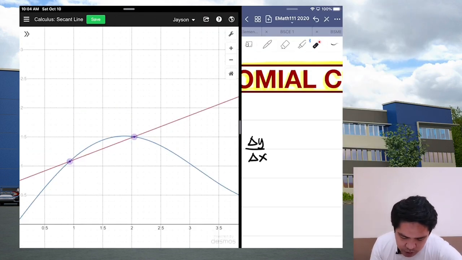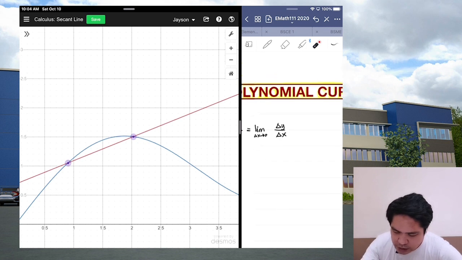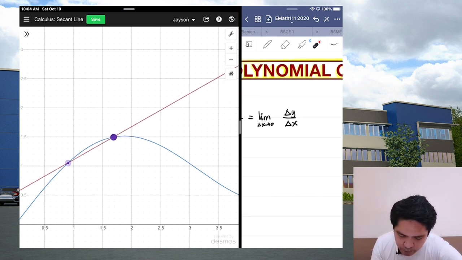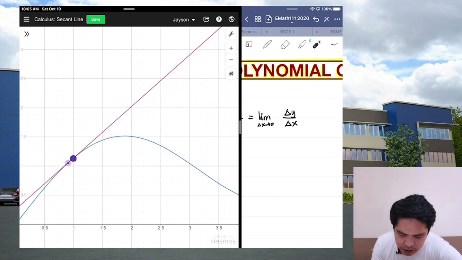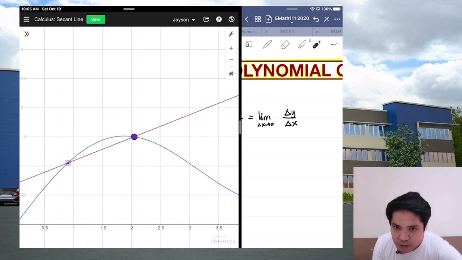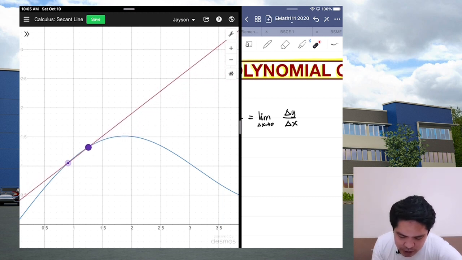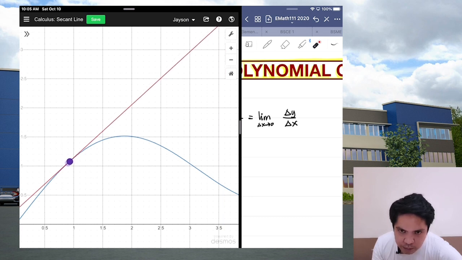From this graph, let's call this our first point and this our second point. As delta x approaches 0, this second line approaches the tangent line, or the inclination of this second line approaches the inclination of the tangent at the first point P1. Right?